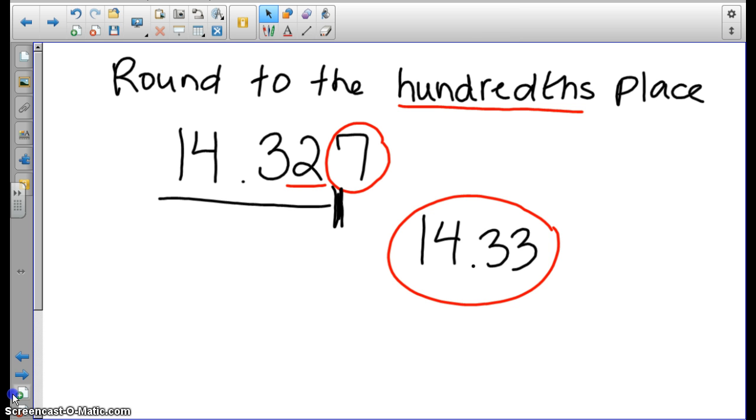I'm going to stop there and create a separate video for the number line strategy.